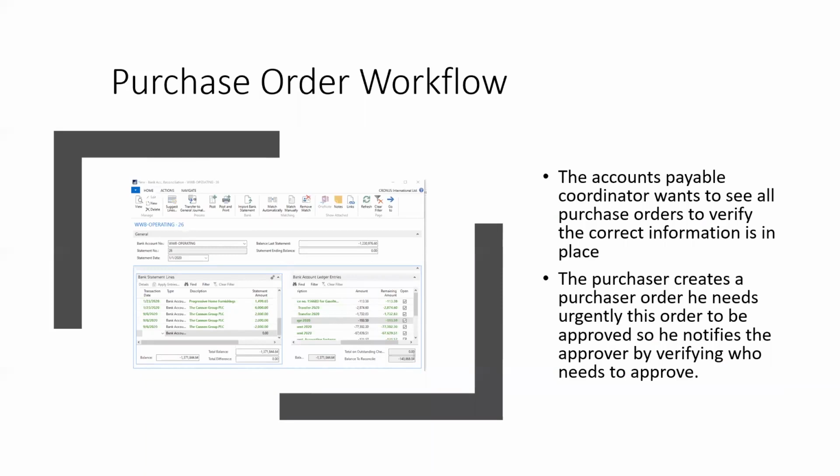So as an example, today the accounts payable coordinator wants to see all purchase orders to verify the correct information is in place. So all of them, all right? The purchaser creates a purchase order. Then he needs urgently his orders to be approved. So he notifies the approver by verifying who needs to approve.